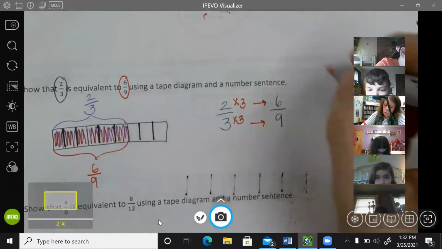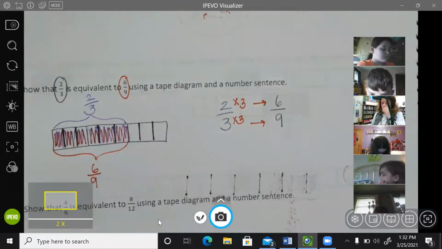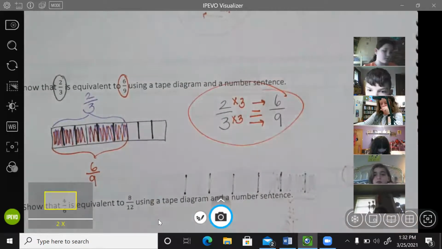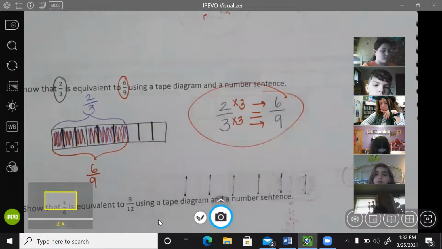So what can I do to finish this up? You put an equal sign. There you go. Now go ahead and read this equation for me. 2/3 is equal to 6/9.